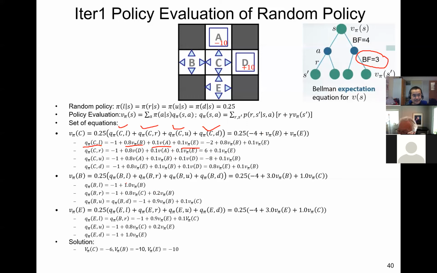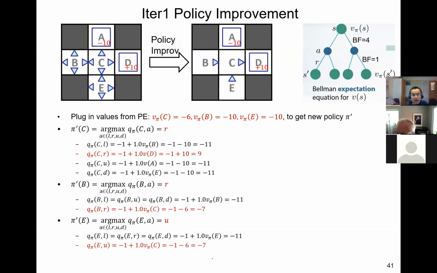So V pi B similarly, and V pi E. And once you get the set of linear equations, you can solve by analytic solution. Because the system is small, we can use the analytic solution. Otherwise, we need to use the iterative method to get -6, -10, -10. And you run a policy improvement.